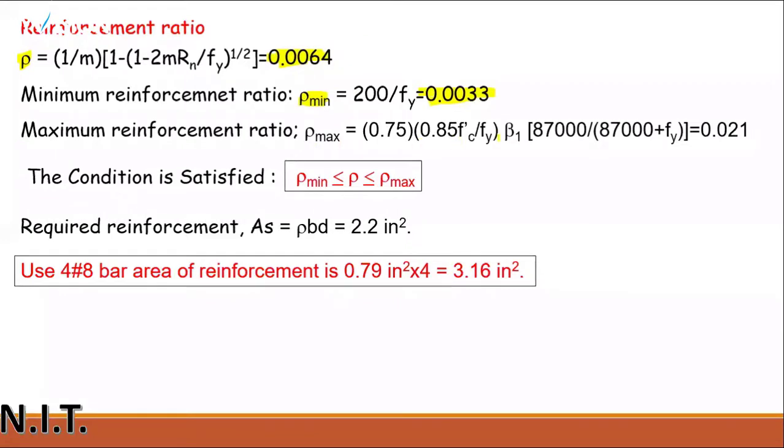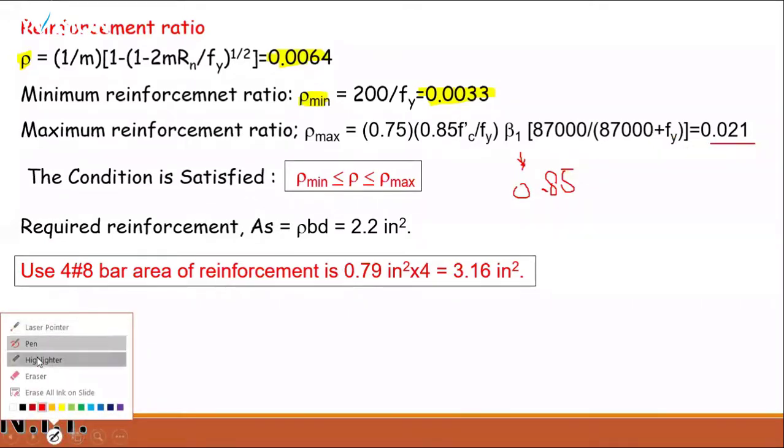and rho maximum can be derived from this formula. As I have told you, for 4,000, beta 1 value is 0.85. Put the values inside it. You know Fc prime is 4 ksi, Fy is 60 ksi. Beta 1 value should be used as 0.85. Put these values over here, you will get the answer, that is equal to 0.021.